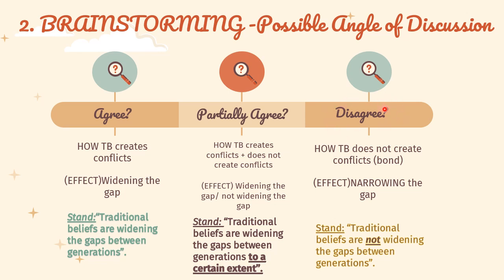If you choose to disagree, you would say how traditional beliefs do not create conflicts. Instead, they create bonds between the generations. The effect would be they are becoming closer, and it narrows the gap between them. So your stand would be that traditional beliefs are not widening the gaps between generations. You disagree, you are against the topic. That's what it meant. Once you have decided, later you could start to write your opinion.